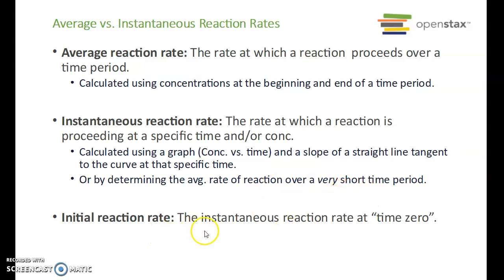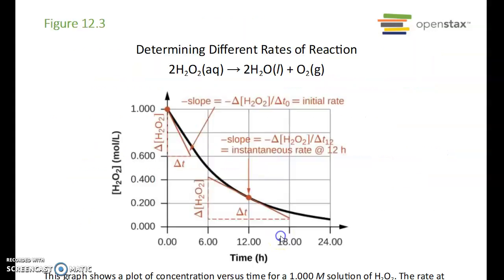The initial reaction rate is the instantaneous reaction rate at time 0. So here you can see that this is your initial point, and here what you're doing is an instantaneous value here. Okay, so the slope right here is the change in this with time at this particular point.